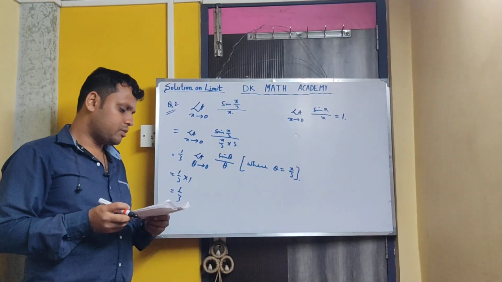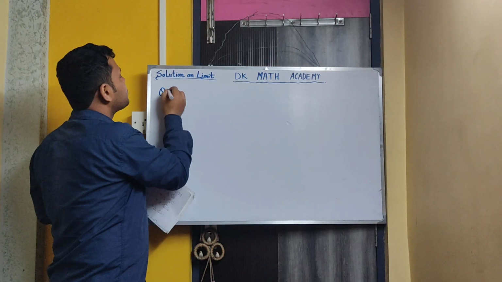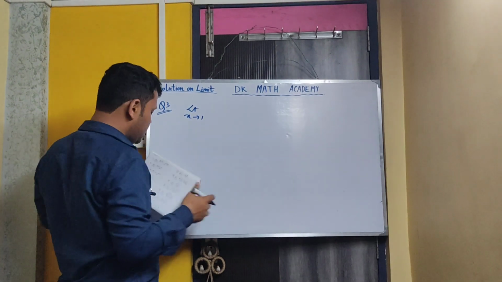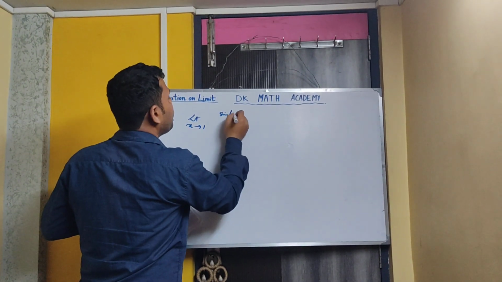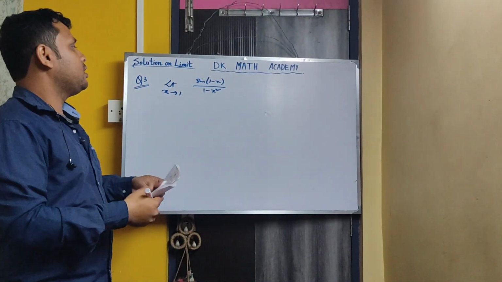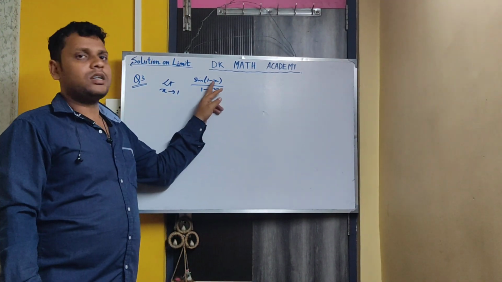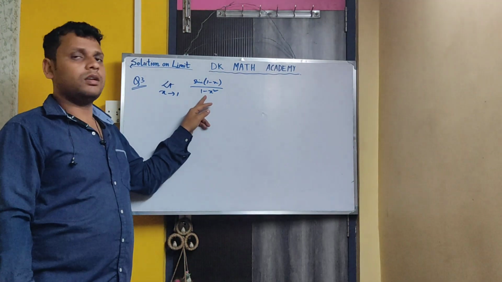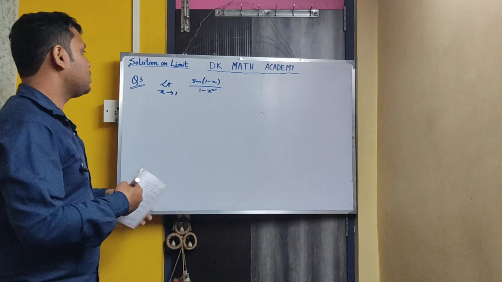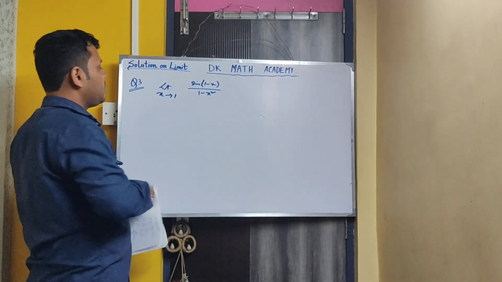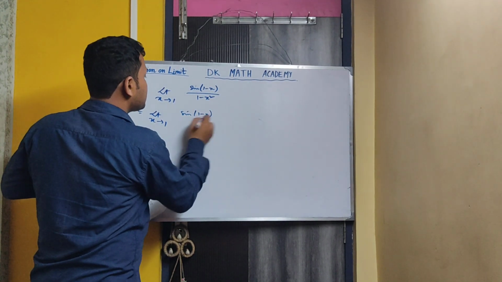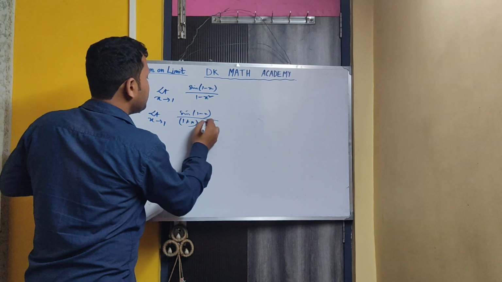We go to the next problem. Our next problem is limit x tends to 1, sin of 1 minus x, divided by 1 minus x square. We see here that if we put 1 minus x equals theta, then we will get here 1 plus x into 1 minus x. That means a sin theta by theta form is coming. Limit x tends to 1, sin 1 minus x divided by 1 plus x into 1 minus x.